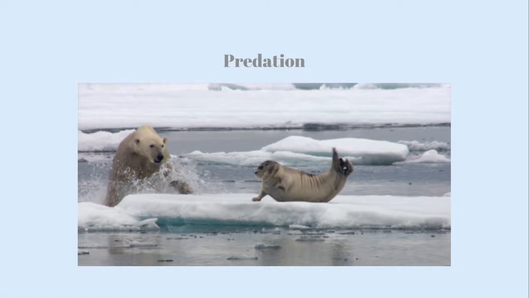Predation is the preying of one animal on others. An example of predation in the tundra occurs when polar bears prey on seal. Other examples of predation in the tundra include ermines eating lemmings and Arctic hares.